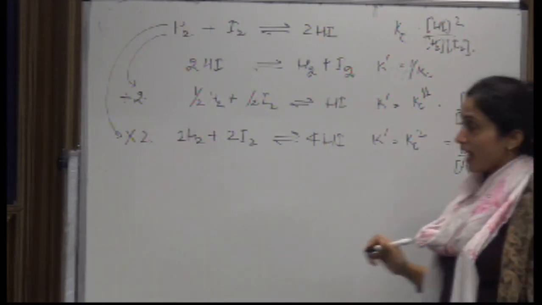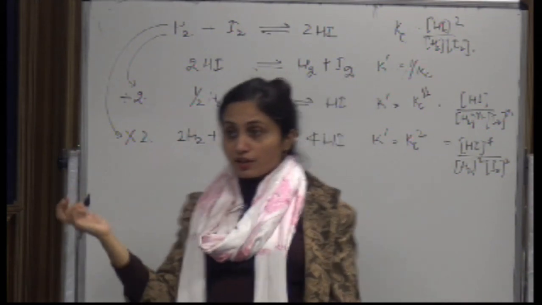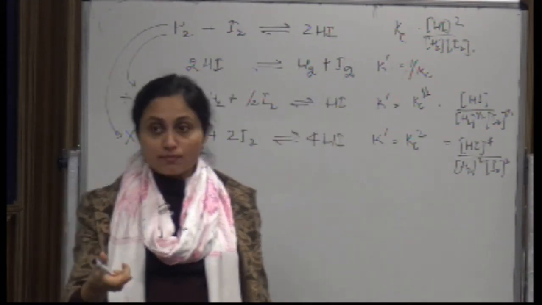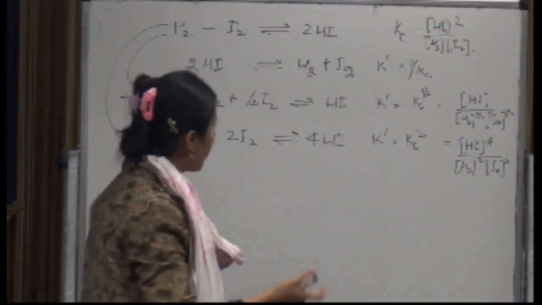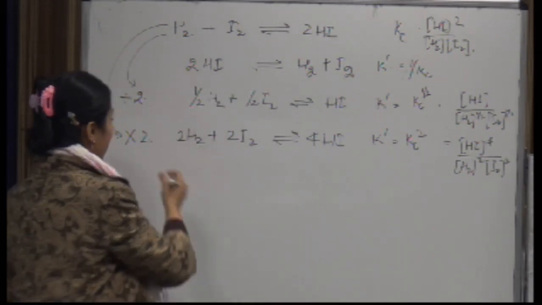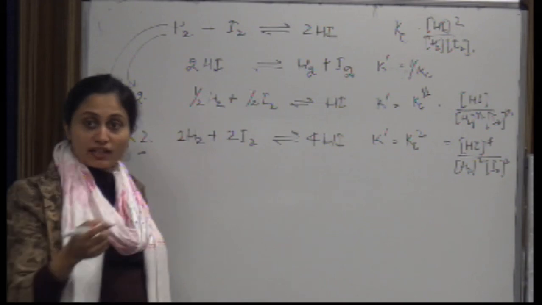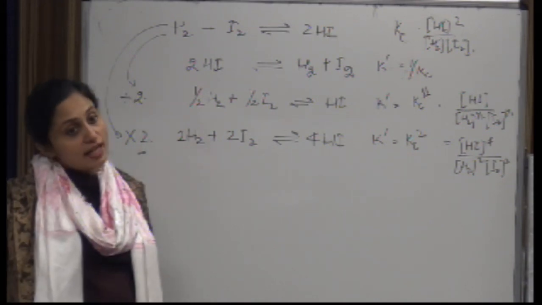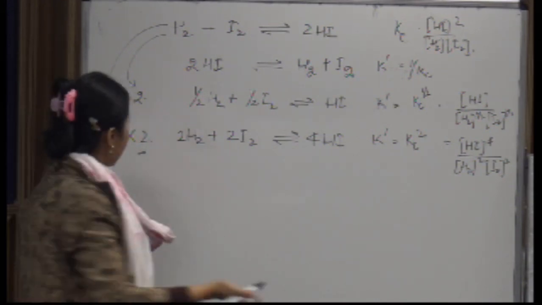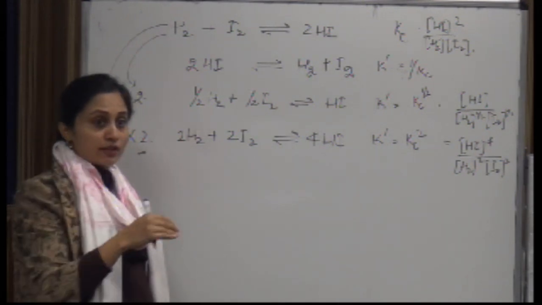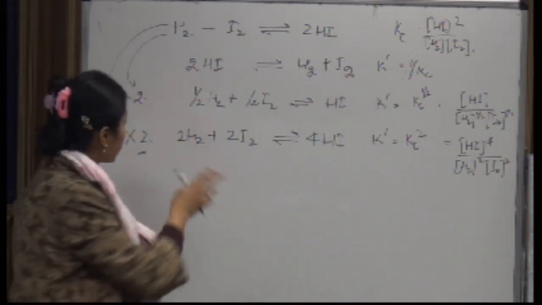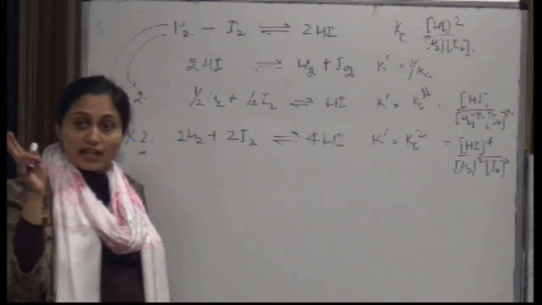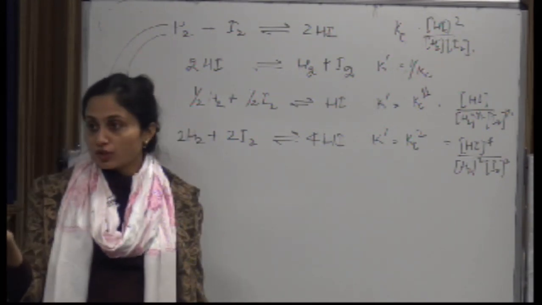So remember that whenever your reaction is reversed, your Kc becomes the reciprocal of the original equilibrium constant. Whenever it is multiplied by a factor of n, your Kc becomes the equilibrium constant to the power n. Whenever it is divided by n, it becomes the nth root of your original Kc.